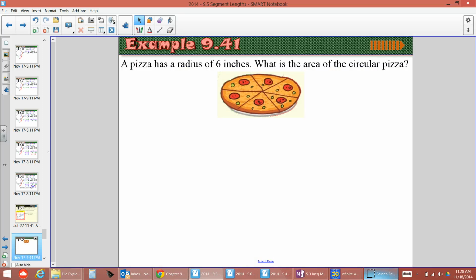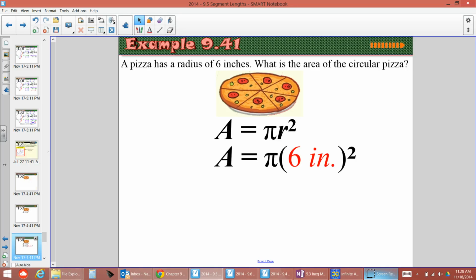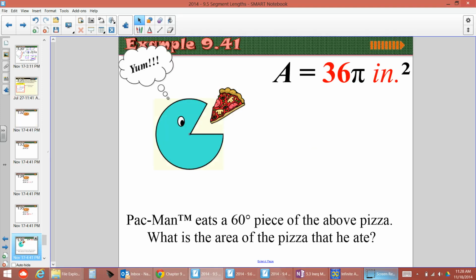Okay. All right. A pizza has a radius of 6 inches. What is the area of the circular pizza? We use the area formula pi r squared. R is 6 inches, so we put in 6 inches. We square it, and we end up with 36 pi inches squared. Notice that pi is not squared. If you try and square pi, you're wrong.